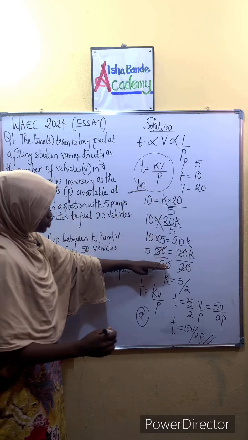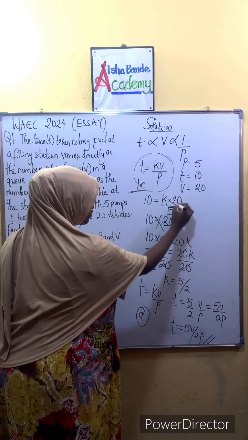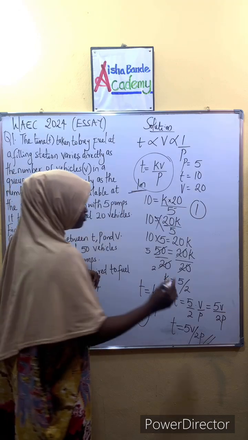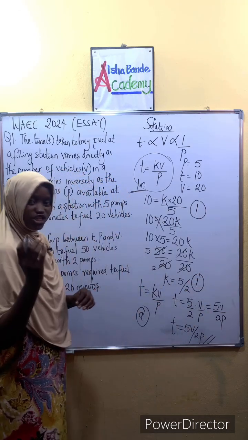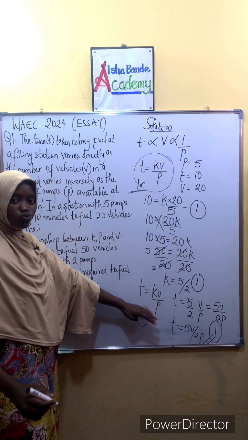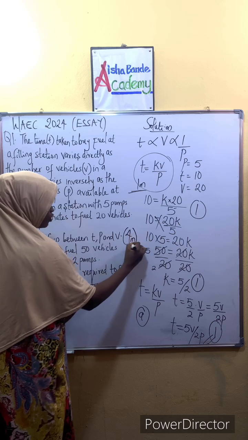When you substitute all of these values, that gives us another 1 mark. Getting the correct value for K gives us 1 mark, and getting the correct relationship gives us another 1 mark. So the total score for question 1A is 4 marks. So here already we have 4 marks, okay?